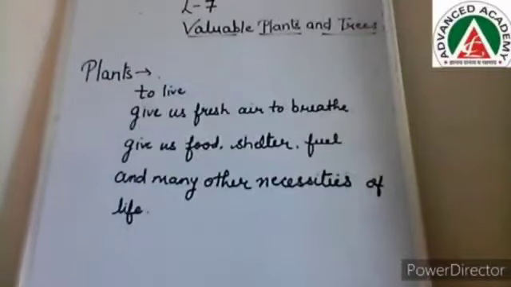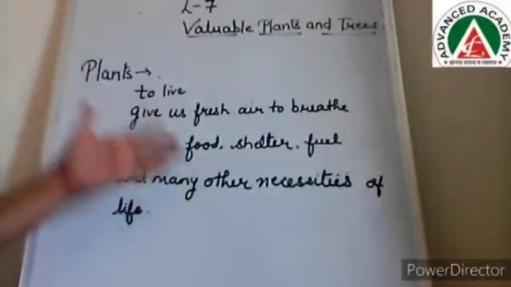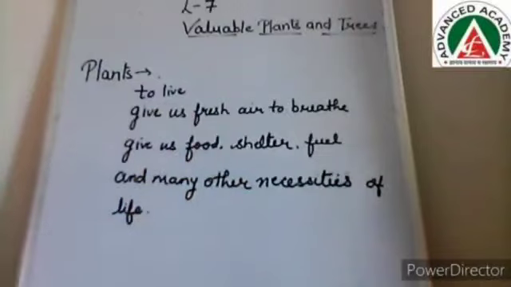They give out oxygen which is needed for us to breathe. Plants give us fresh air to breathe. Plants give us food, clothing, shelter, fuel, and many other necessities of life. Trees, creepers, herbs, and shrubs are some types of plants.